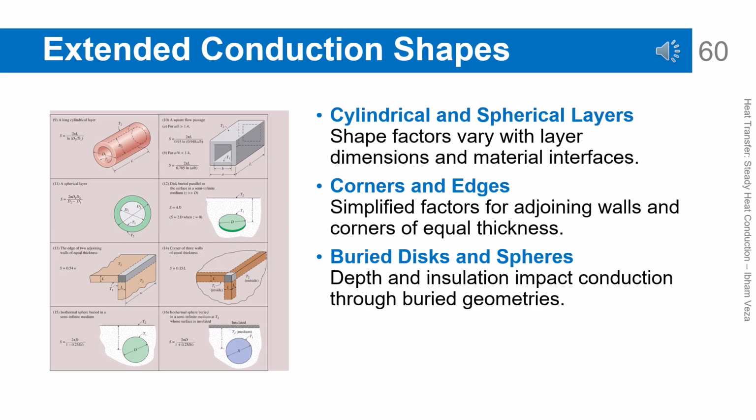Extended conduction shapes. For cylindrical and spherical layers, the shape factor changes according to dimensions and material interfaces. Corner and wall junction cases can be simplified using special factors. For buried disks and spheres, depth and insulation conditions strongly influence the conduction path. This approach allows quick estimation of heat transfer rates for many real configurations. This extends the application of the shape factor method in engineering.